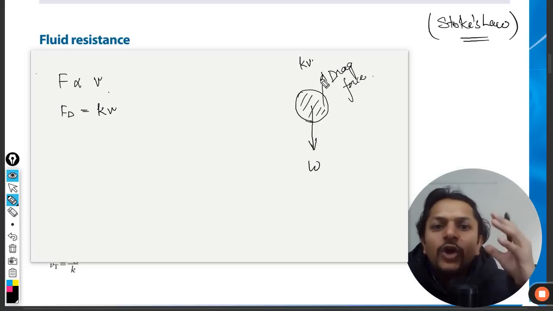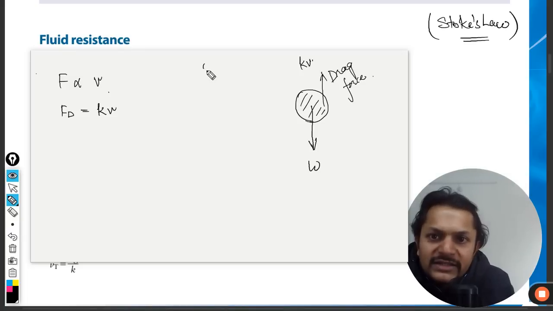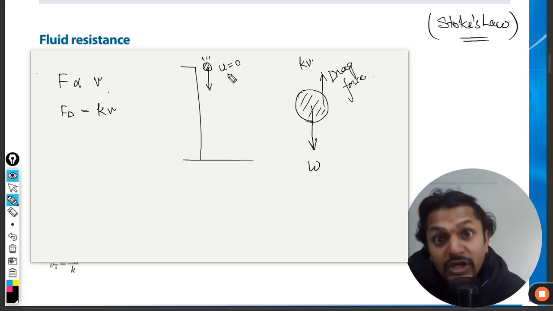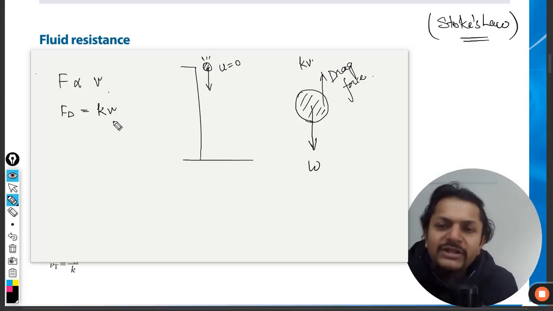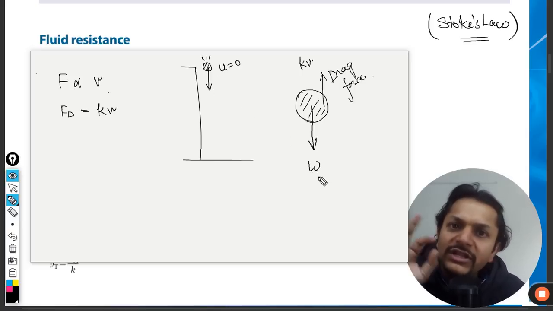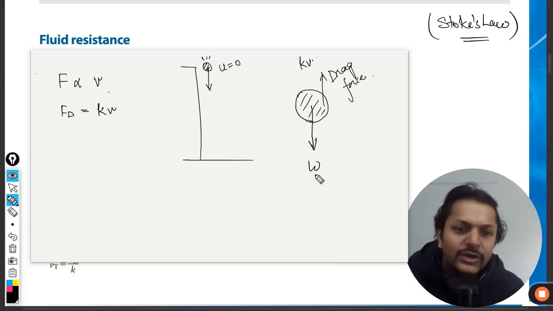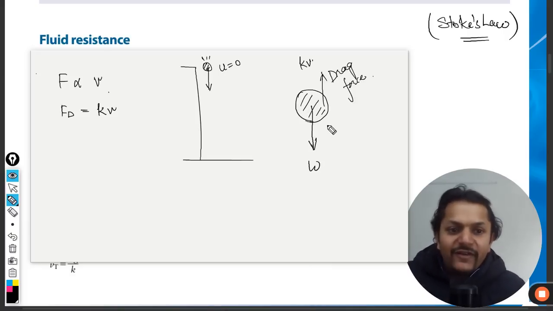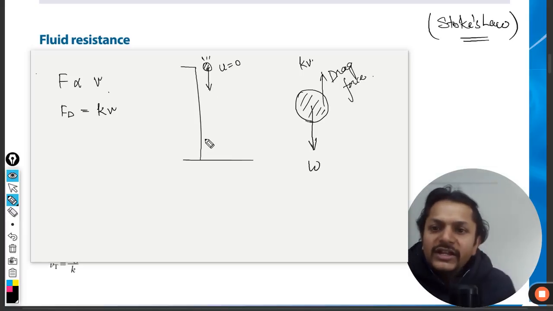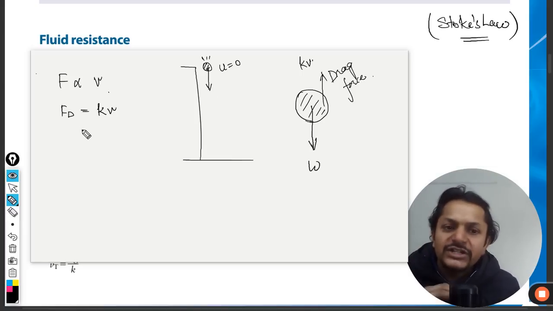Now, what is the phenomenon which is taking place? Let us imagine that there is a body which was dropped from a height. Now it is moving. Initially the velocity is zero. So the body is moving with zero velocity. It means that initially there was no drag force. There is only one force, and that is the weight. Weight has a constant magnitude. Neither is it decreasing nor increasing. But this drag force is increasing with time. It is moving with the velocity v, and the drag force is increasing, which is kv.